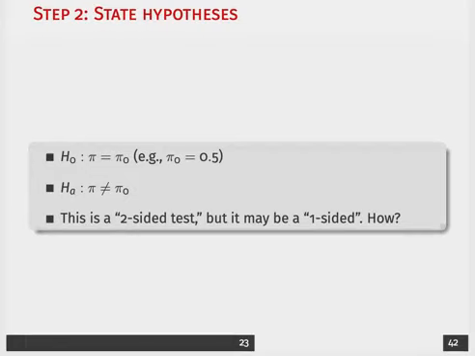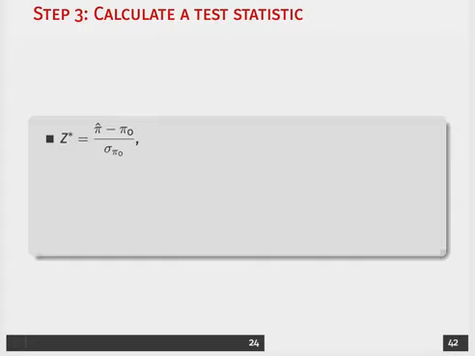Now, I do want to pause for a second and have you think about how we would construct this so that it would be a one-sided test. Once you've figured out what the appropriate hypothesis test is and you've got your null ready to go, then you can create your z-score.